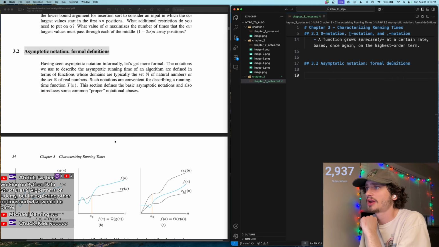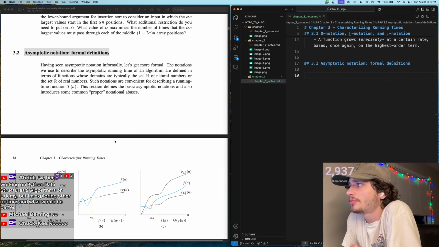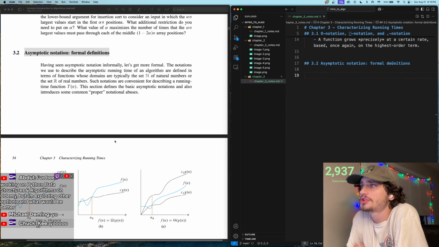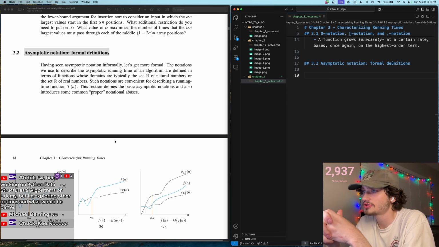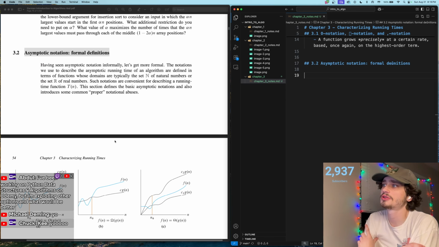Have you seen asymptotic notation informally? Let's get more formal. The notations we use to describe the asymptotic running time of an algorithm are defined in terms of functions whose domains are typically the set N of natural numbers and the set R of real numbers. Such notations are convenient for describing a running time function T of n. This section defines the basic asymptotic notations and also introduces some common proper notational abuses.